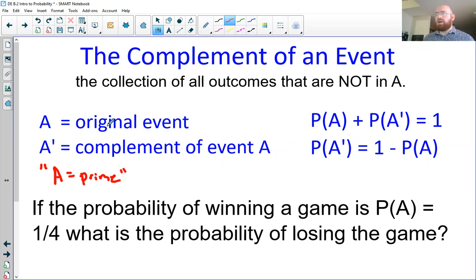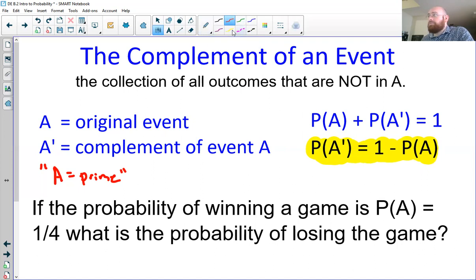Because one or the other always happens, when we add up the probability of A and A prime, it always equals 1, because the probability of one or the other thing happening is always 1. So we can solve for the probability of a complement by subtracting the probability of the event from both sides. And so we get this formula that says the probability of a complement is equal to 1 minus the probability of the event, assuming we know the probability of the event.